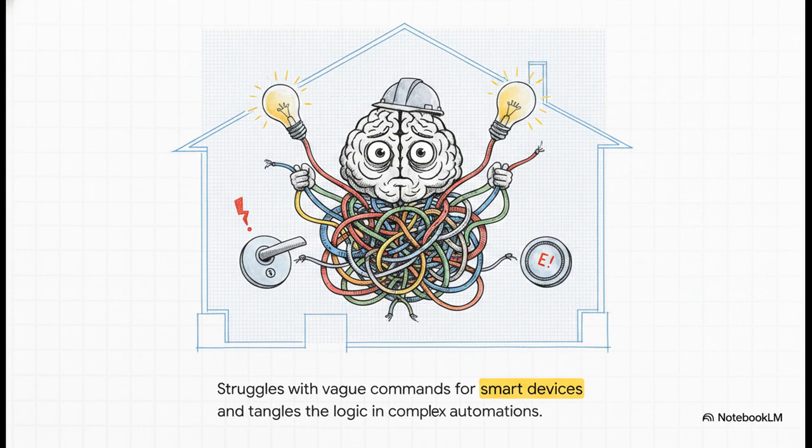The model really struggles if you give it vague commands. It frequently fails to select the correct smart device in the house. And, very similar to the Ansible playbooks issue, it just lacks the logical depth for complex chains. If you try to have it create automations with multiple if this, then that conditions, it gets totally tangled up and messes the logic up entirely. So it's okay for basic toggles like turning a light on or off, but it is definitely not ready to be your fully autonomous smart home architect.